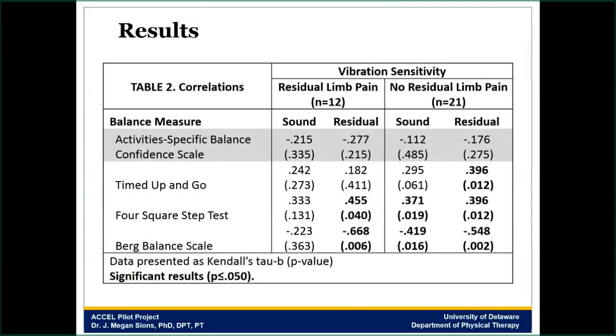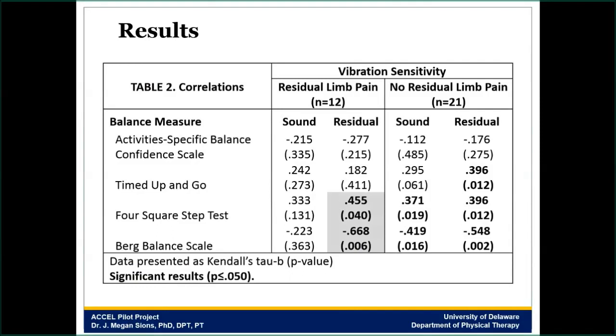But what we did find to be interesting really lies in the correlation part of this study. So here we can see that the activity-specific balance confidence scale is not correlated to vibration sensitivity. So remember, this is a self-report measure. And this is true for both those with pain and without pain. But when we look at the residual limb pain group and we look at the sound limb, again, we see the same trend, that the performance-based tests are not correlated or associated with vibration sensitivity in the sound limb.